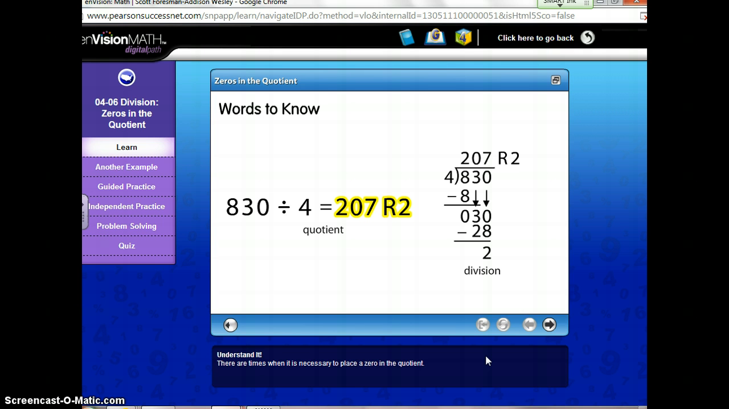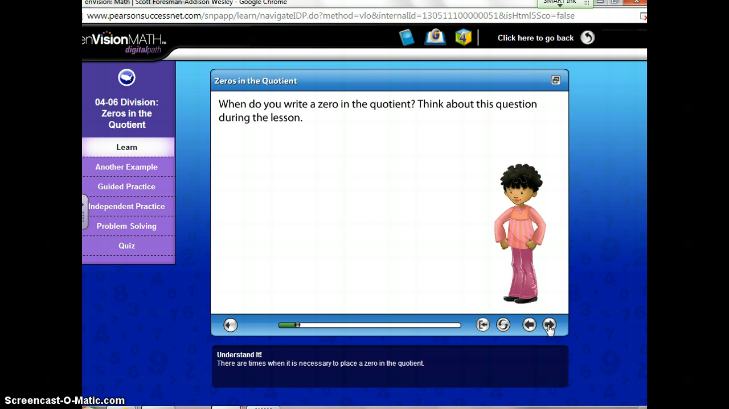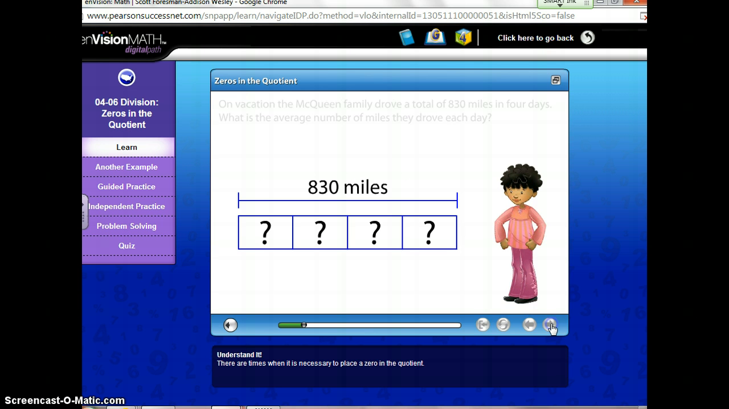Okay, here we go. So we need to keep in mind today that all of our problems are going to have zeros in the quotient. Quotient means the what? The answer. That's right. So we're going to have zeros in our answer today. When do we write a zero in our quotient or our answer? There's our question of the day.